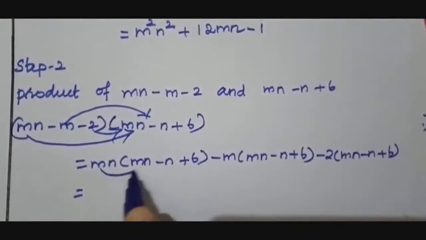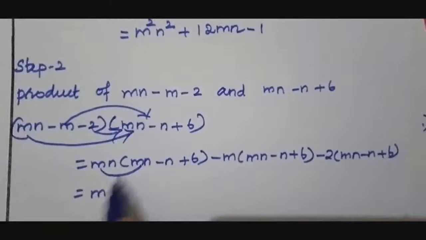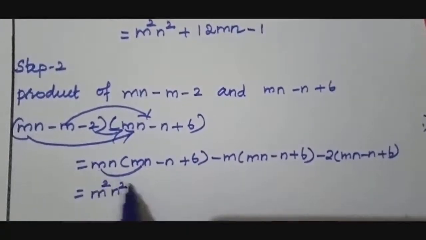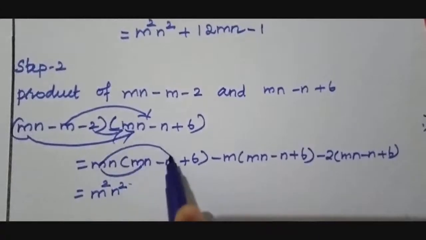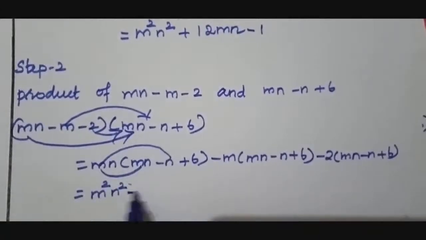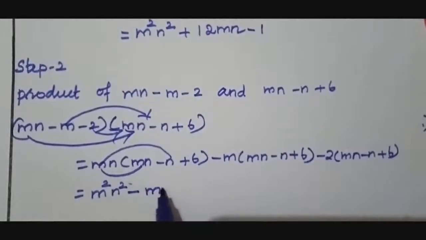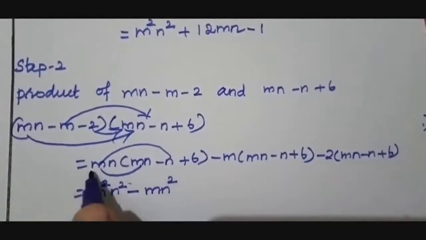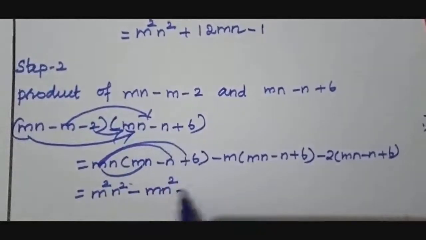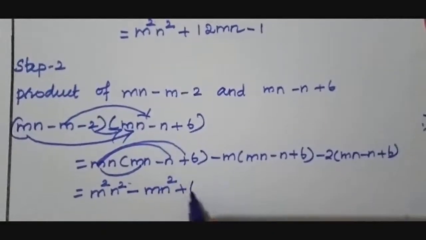Now multiply this mn with the terms inside the bracket. So mn into mn is m into m is m square, n into n is n square. Mn into minus n, plus into minus is minus, mn into n is m, n into n is n square. The plus into plus is plus, mn into 6 is 6mn.